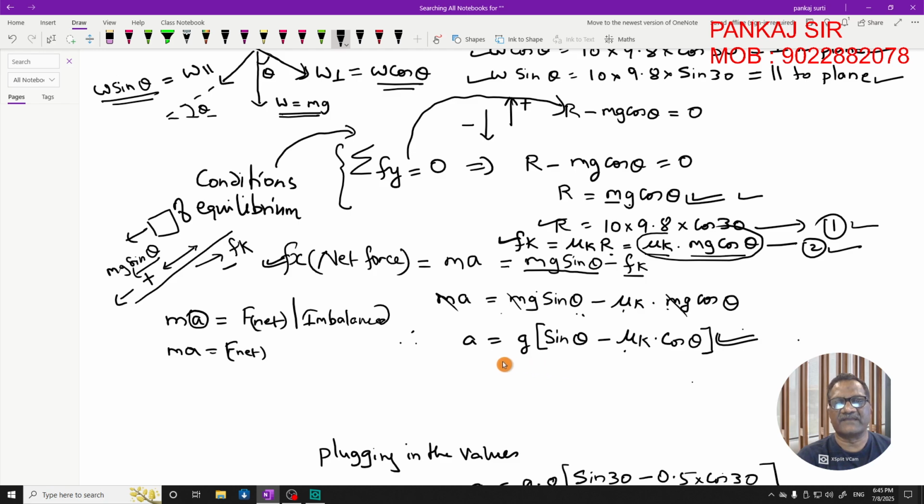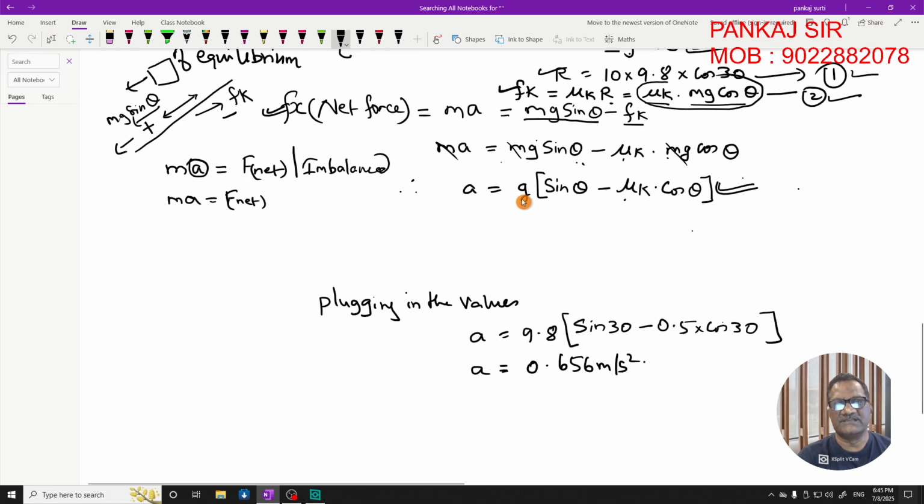So acceleration I am getting as g times sine theta minus mu k times cos theta, and once you plug in the values you can get the a value. So g I am taking as 9.8, theta I am taking as 30, so sine of 30. Mu k is given as 0.5, so I am taking mu k as 0.5. Again, this theta I am taking as 30. So my a value will be 9.8 times bracket sine 30 minus 0.5 times cos 30. And if you do this calculation on your calculator, you will get the acceleration as 0.656 meter per second square.